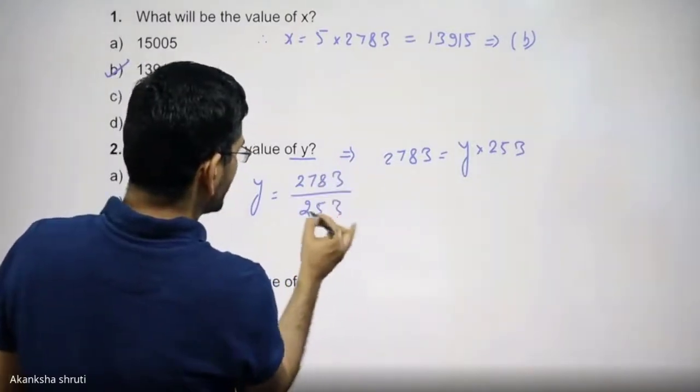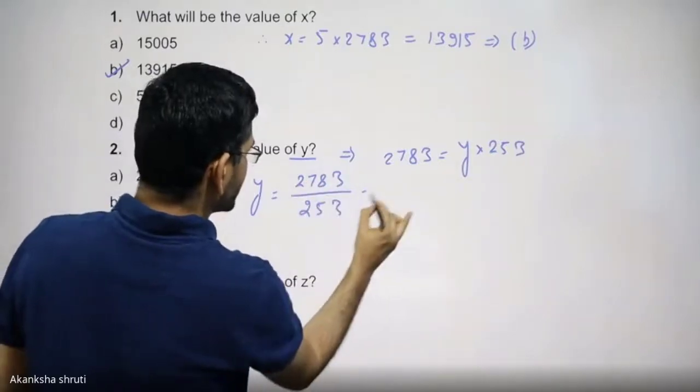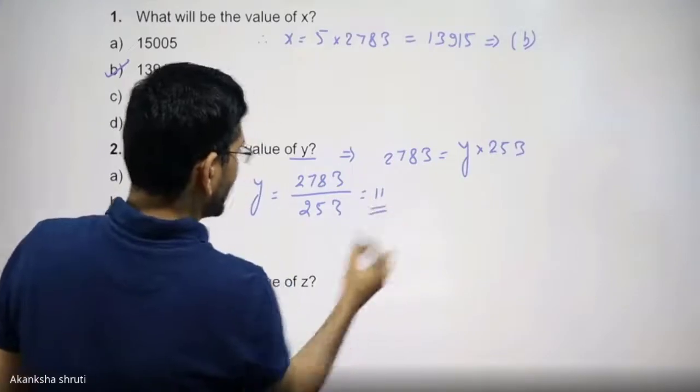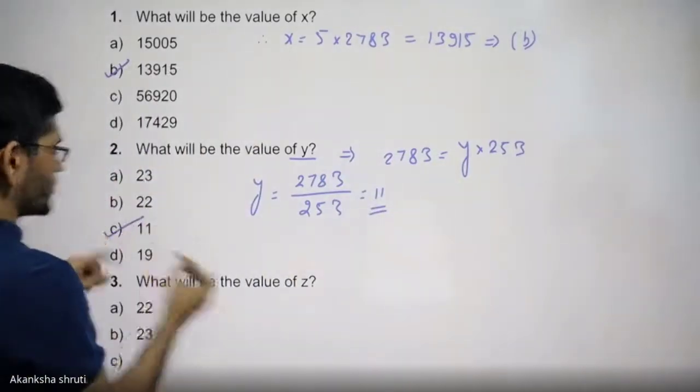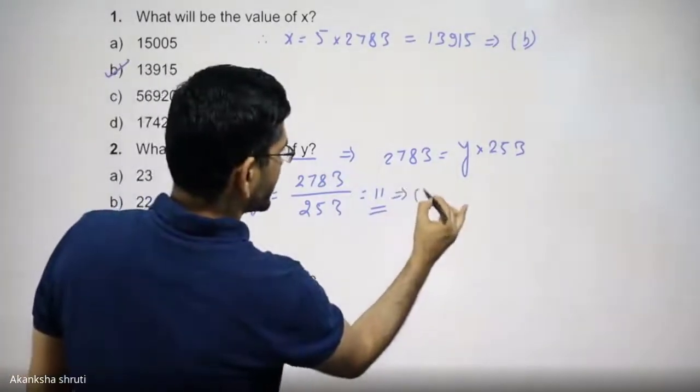Here we are getting 253 will go in the first 3 for one time. Another left one is 25. It is also 1. So it is our 11. It is matching with option C. So option C is correct.